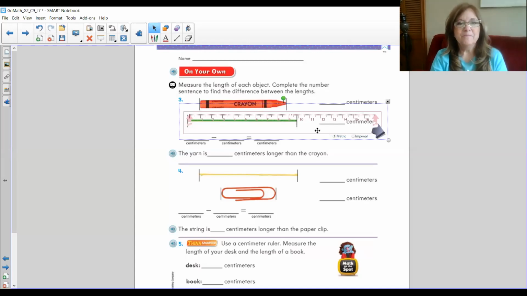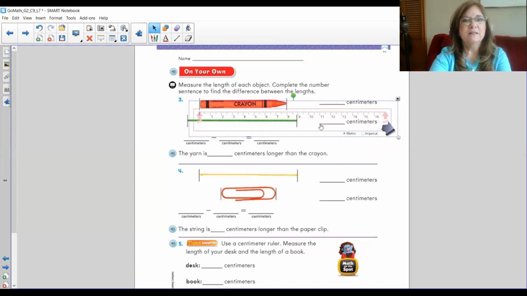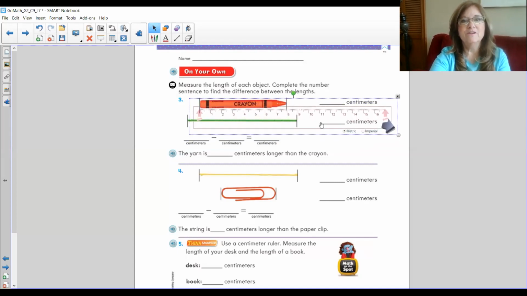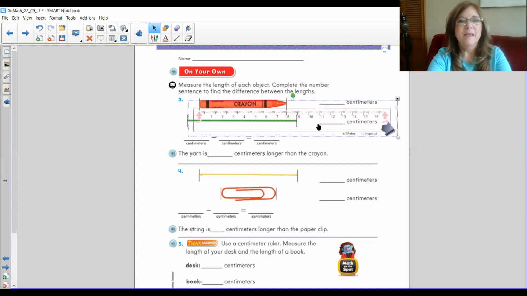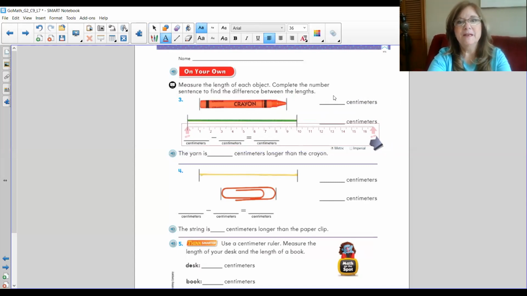Okay, well, hopefully you did these on your own, but here's my centimeter ruler. Okay, so if I line up the edge with the crayon and I go all the way to the end, I get 8 centimeters. So we want to put an 8 right there. And then I'll go ahead and measure the string. If I line up the beginning of the string to the end of the string, it's 10. Okay, so we want to put in 8 for the crayon and a 10 for the piece of string.